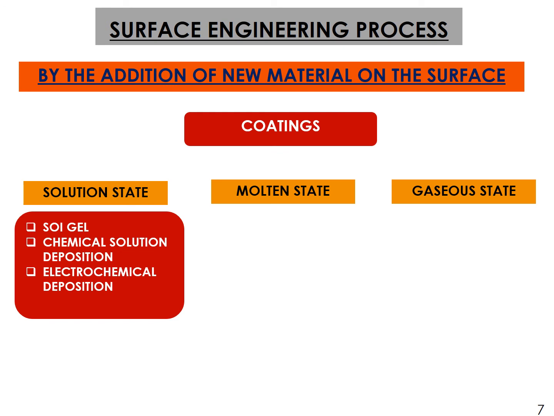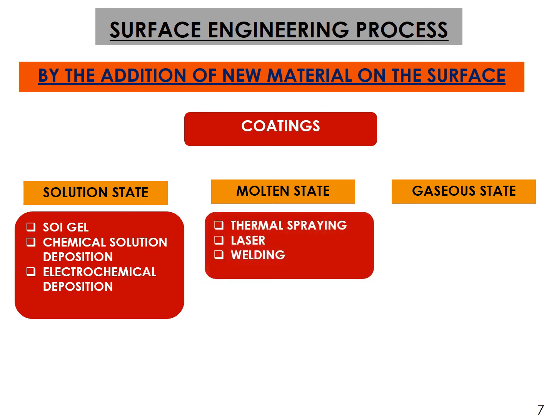Then comes the molten or semi-molten state. In this process, the material which is to be coated onto the bulk material surface is first brought to this molten or semi-molten state. We have thermal spraying, we have the laser method, we have welding. Using these three, we can carry out the coatings.